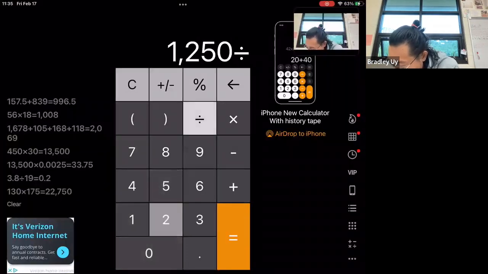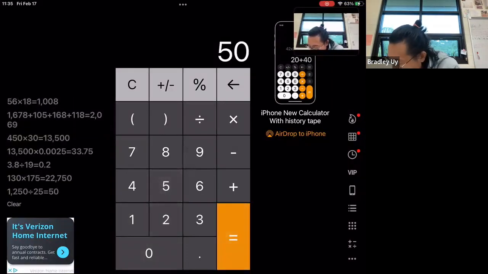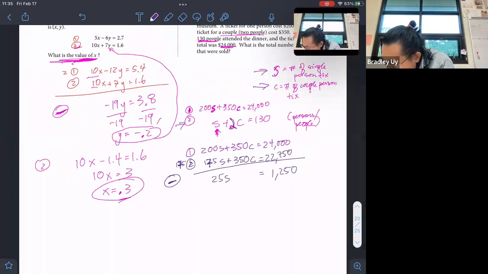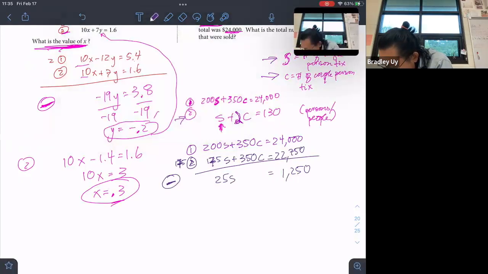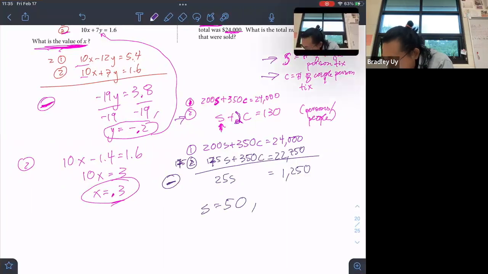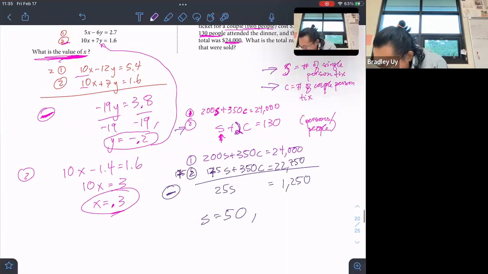1250 divided by 25 tells me I sold 50. I sold S, which is the number of single person tickets. S is equal to 50. Yep, that was the number I got. I'm going to use either one of these equations. I'm going to roll it back to the second equation, which was S plus 2C.